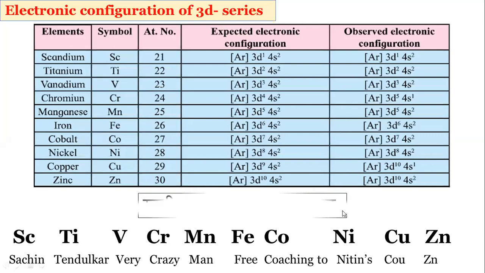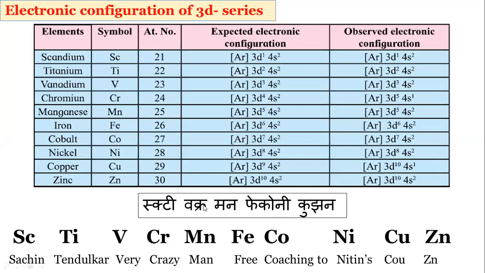Also, in Marathi, we can remember it like this: Kati Vakramana Pekoni Kuzana. Kati means scandium, titanium. Vakra means vanadium and chromium. Mana is for manganese. Fe is for iron. Cobalt. Ni, nickel. Ku is copper, and Zan is for zinc.